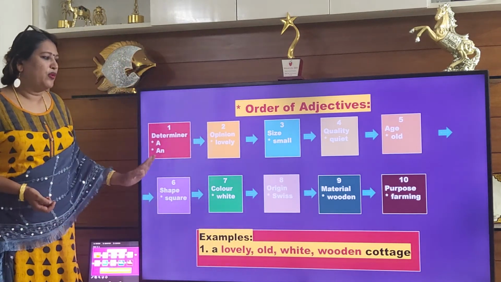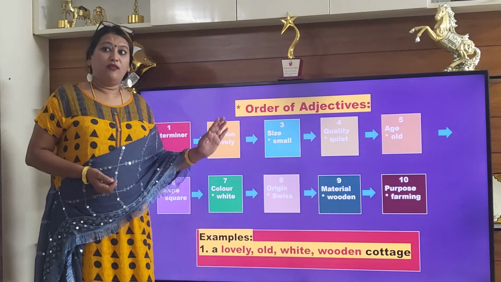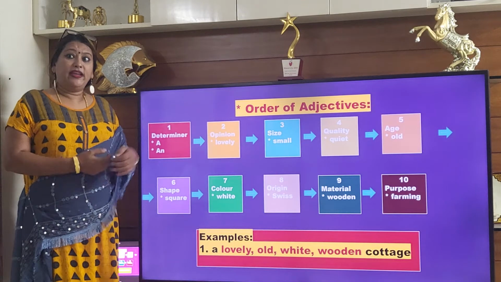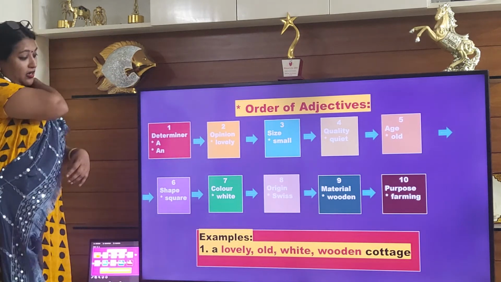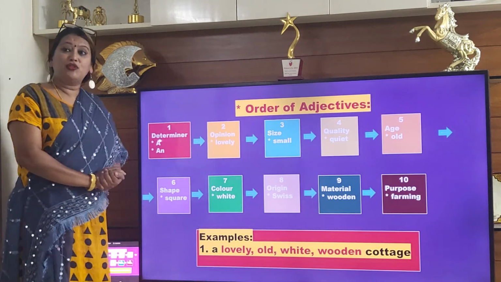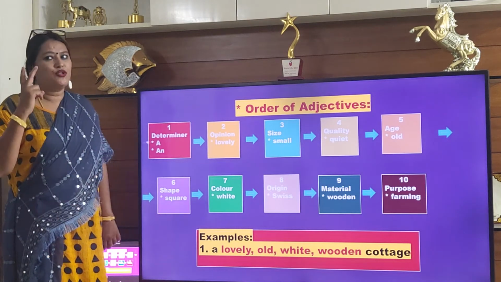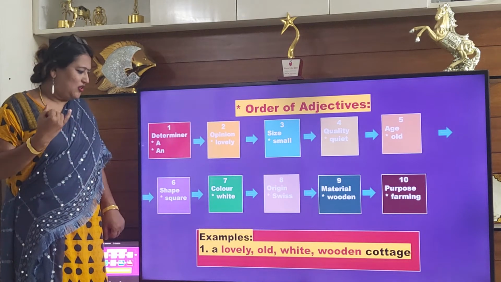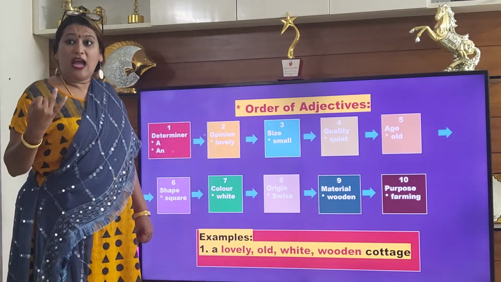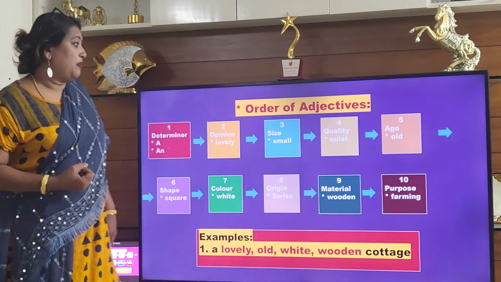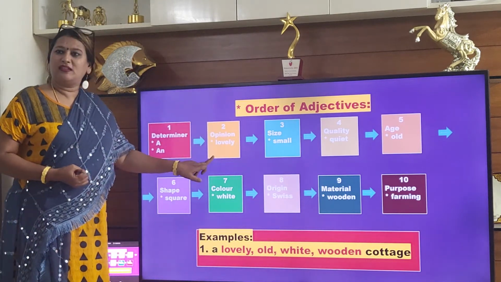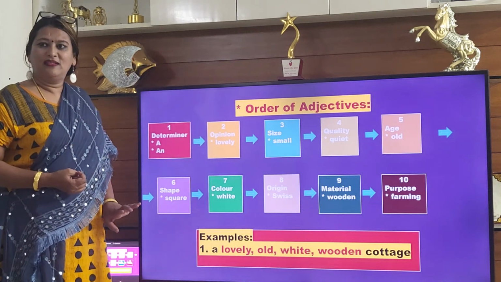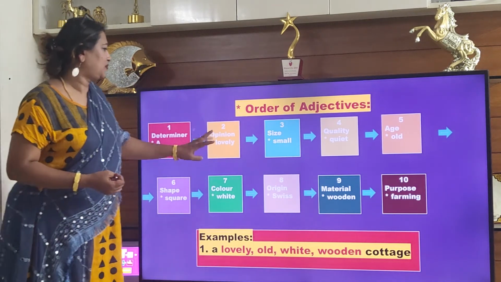So when you describe a noun using two adjectives, you need to follow a sequence. Either you talk about the color, or the size, or the age, or your opinion. But you need to follow this 1 to 9 pattern here. Got it?